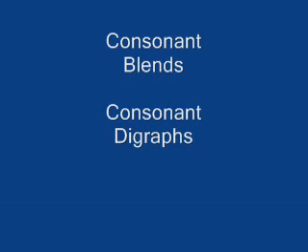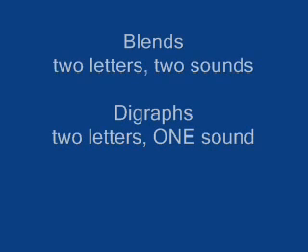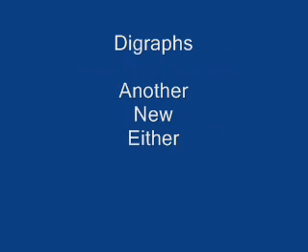Okay, let's quickly review where we've been. We've learned about consonant blends and consonant digraphs. Consonant blends are when two letters come together and you can still hear both sounds, whereas a consonant digraph is where two letters come together and you no longer hear both sounds. We also learned that consonant digraphs can sound in three different ways: another sound, a new sound, or either sound.